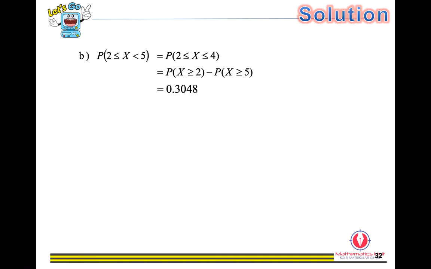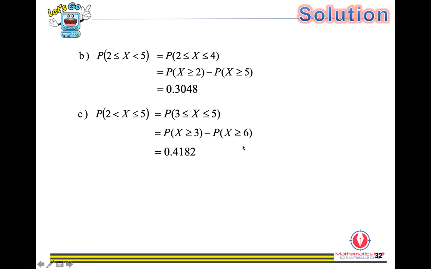Okay, it's the same thing for C, P(2 < x ≤ 5). So first we note that we don't have an equal sign here, then we change to 3 with an equal sign. Then we can change this to P(x ≥ 3) minus P(x ≥ 6). That will give us 0.4182, of course, by referring to the table. And for the last one, the same thing, we change it to P(x ≥ 2) minus P(x ≥ 6). By referring to the table, that will give us 0.4726.